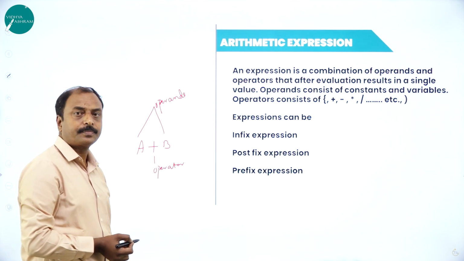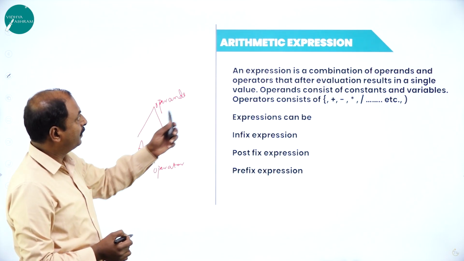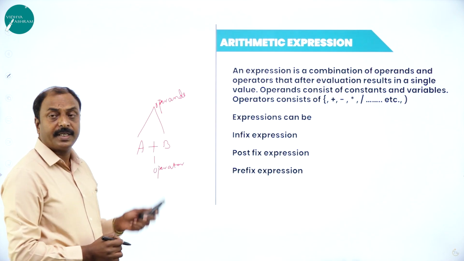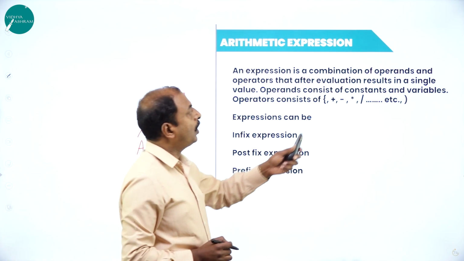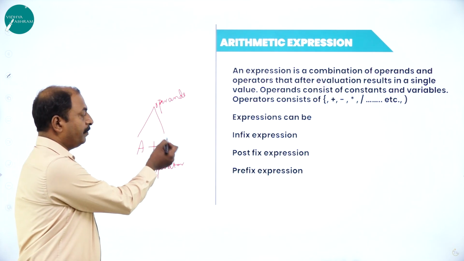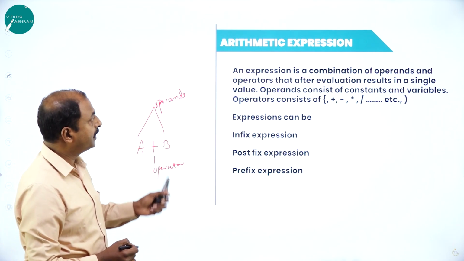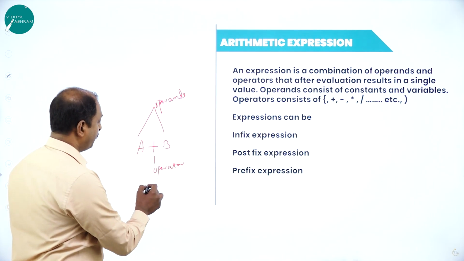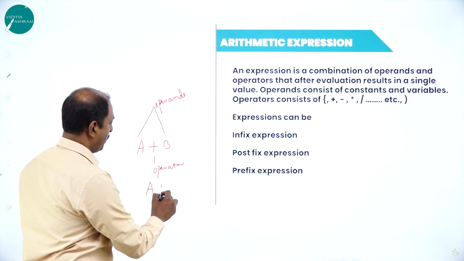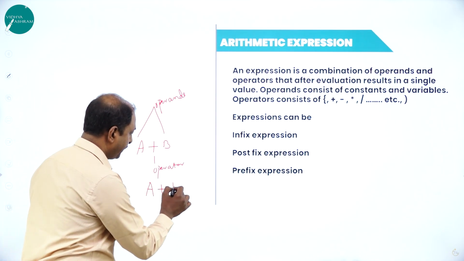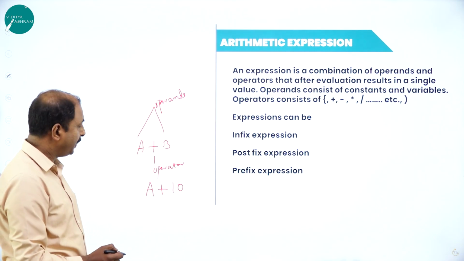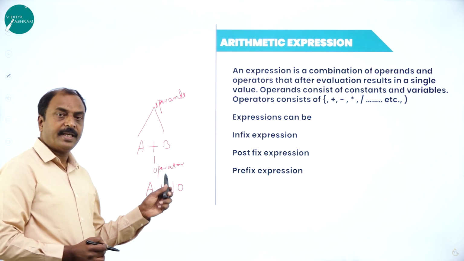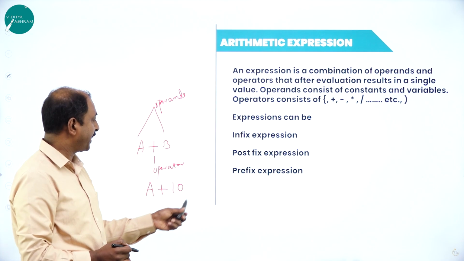Operands, O-P-E-R-A-N-D-S. So here, arithmetic expression is a combination of variables plus operators. In this example, A and B are operands or variables, and an operand may be a constant also. For example, suppose I write here A plus 10. In this example, plus is an operator, A is a variable and 10 is a constant. So this is an arithmetic expression.